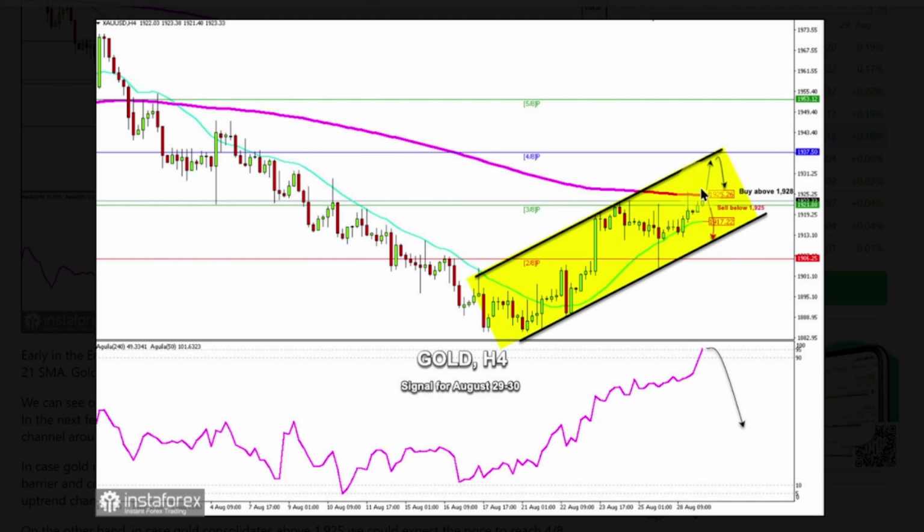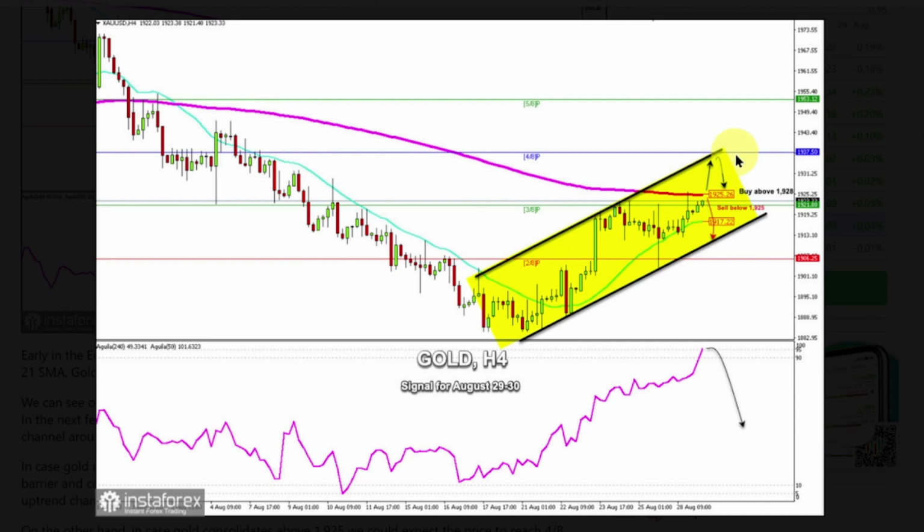In case gold reaches the 200 EMA located at 1925 and fails to break above it, this level could act as a barrier and could be seen as an opportunity to sell with a target at 1917, 21 SMA, and at the bottom of the uptrend channel around 1912. On the other hand, in case gold consolidates above 1925, we could expect the price to reach 48 mirror level, its blue line on graphic, located at 1937. This level could be seen as the last barrier for the gold, since below this area, bearish pressure could prevail.